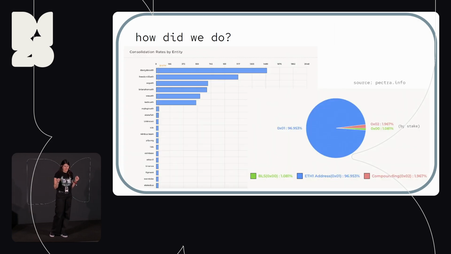And if you look at pectra.info, there's a list of entities that shows the average balance of their validators. You can see that the top 6 that have consolidated are likely solo stakers. This is not a comprehensive list. You can scroll down on the website and it probably goes 3 times as long as this. And you can see that not a single professional operator has consolidated yet. And the pie graph shows that right now, by stake, only 2% of the network is these type 2 validators.